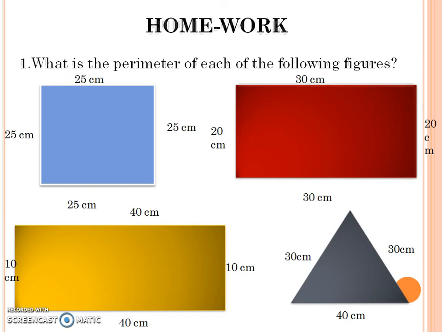What is the perimeter of each of the following figures? That is a square, 2 rectangles are given and 1 equilateral triangle is given, and the length of the sides are given to you. You'll just have to write the formula and substitute the values.